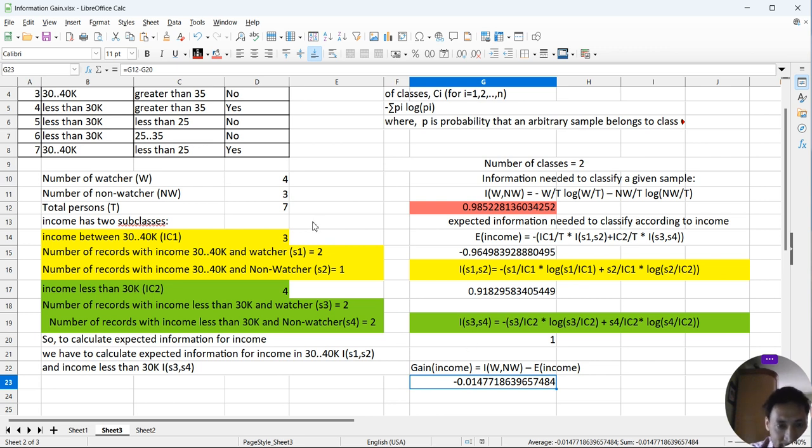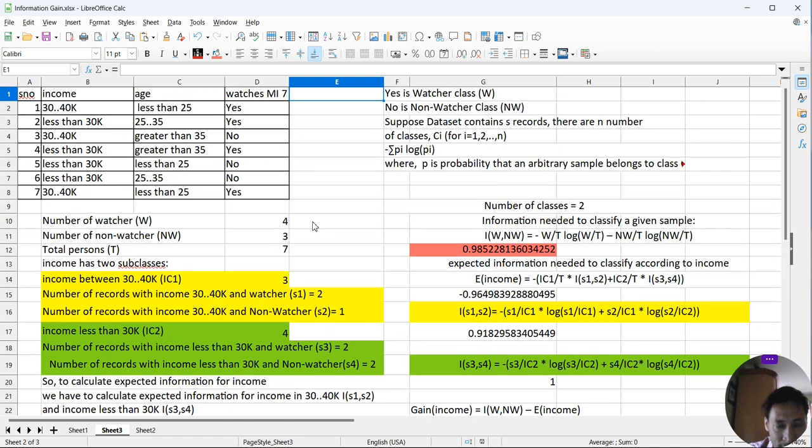Similarly, we can calculate the gain for age also. Now whichever attribute gets the maximum value will be selected as the attribute for splitting the records. In this way we calculate the attribute selection measure. We use the attribute selection measure to find the best attribute to split the data in a decision tree.